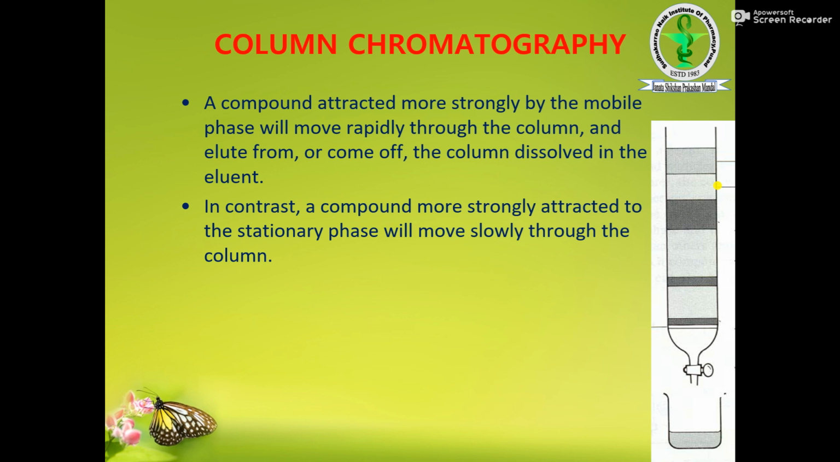In these two lines: the compound attracted more strongly by the mobile phase will move rapidly through the column and elute, or come off the column dissolved in the eluent. In contrast, a compound more strongly attracted to the stationary phase will move slowly through the column. Why? Because there is a certain attraction shown by the substance toward the surface, and that's why its speed gets reduced because of the attraction, and it elutes later.